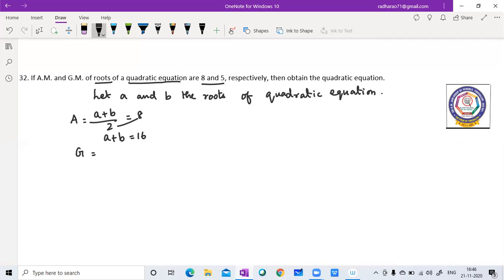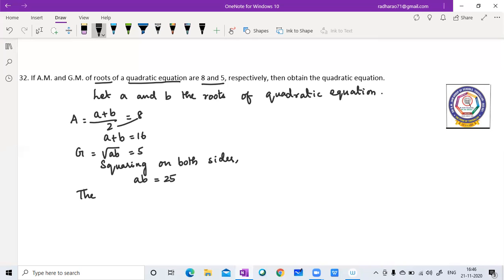And GM is given as 5. That is, root of ab is given as 5. So squaring on both sides, when I square root ab, I get ab, and when I square 5, I get 25. So ab is equal to 25. So I have a plus b and ab.